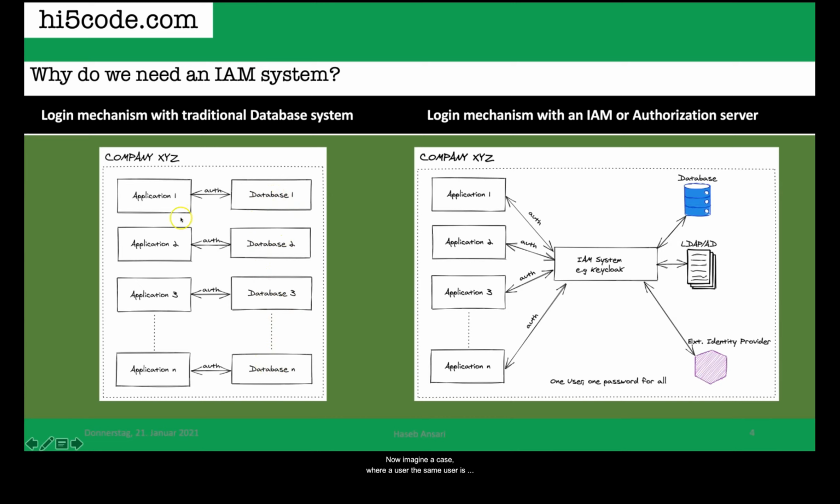Now imagine a case where the same user is updating his information in application 1. Whenever he does that, again the database will start the connection and update that information, and as a background process, it will also update the same user information throughout the databases in the infrastructure.